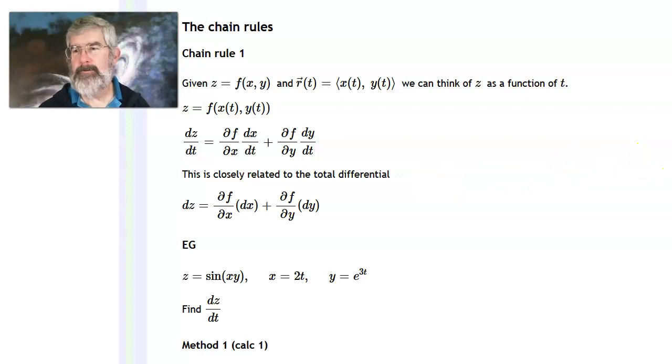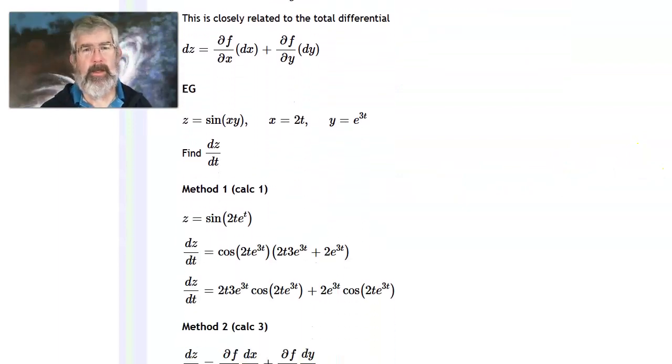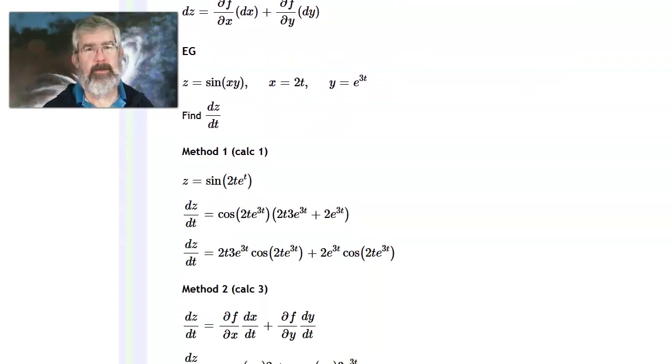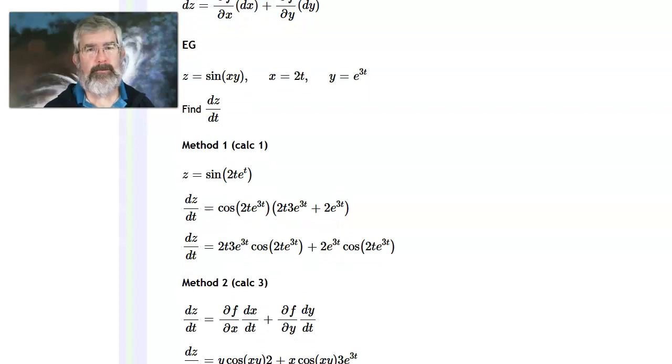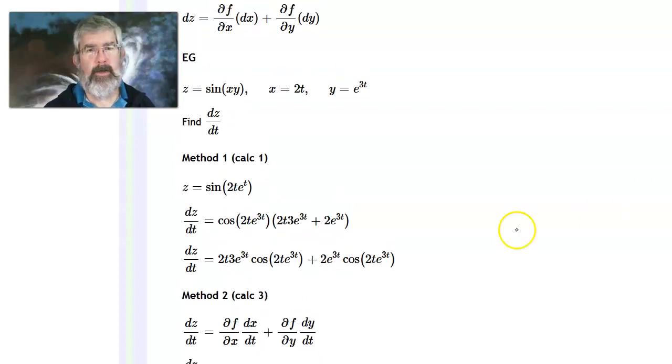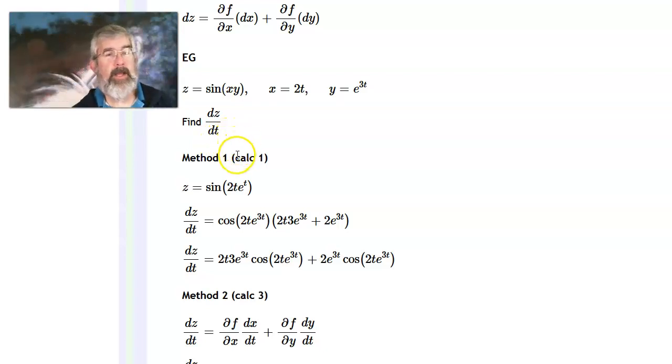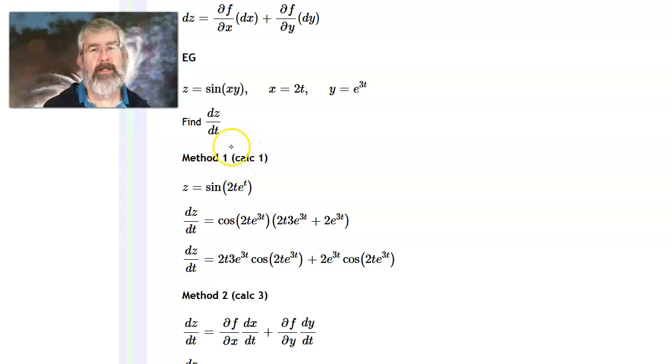Let's do an example. I'm going to do this two different ways. So I've got z equals the sine of x times y. And the path that I'm describing will be x equals 2t, y equals e to the 3t. And I want to find dz dt. Now I'm going to do this two ways. I'm going to do this as we might have done it in a Calc 1 class, and how we can now do it in a Calc 3 class.